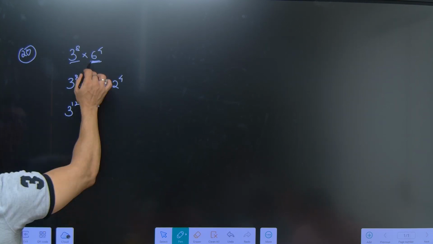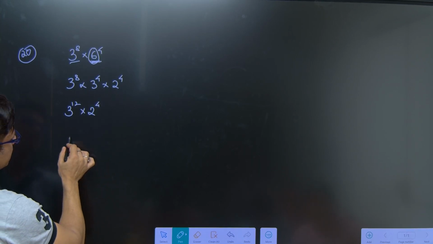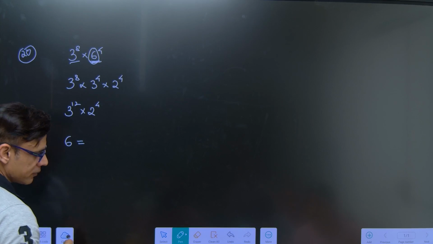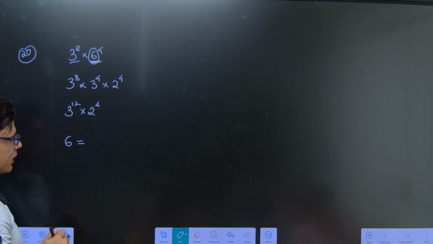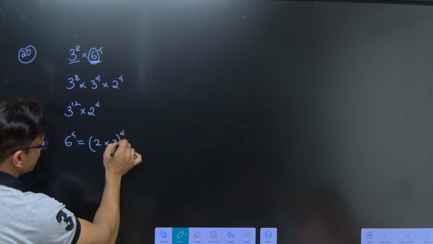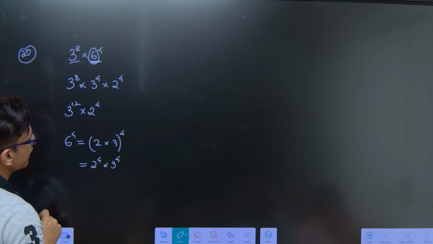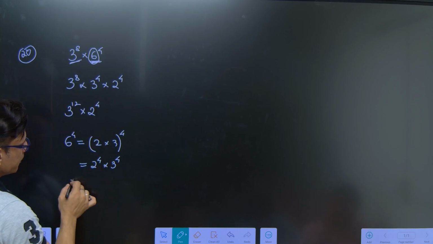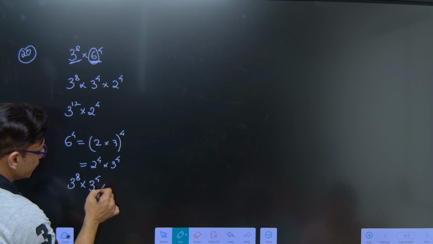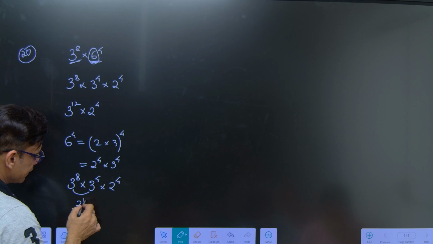This 6 can be written as... मैथ्स में 6 को कैसे ब्रेक करते हैं? प्रोडक्ट ऑफ 2 प्राइम. 2 into 3. अब पावर 4 है तो इसकी पावर 4. Then you can write this as 2 raised power 4 into 3 raised power 4, right? Already we have 3 raised to the power 8, which is prime. And now this 6 raised power 4, I can write as 3 raised to the power 4 into 2 raised power 4. When base is same, powers are added.